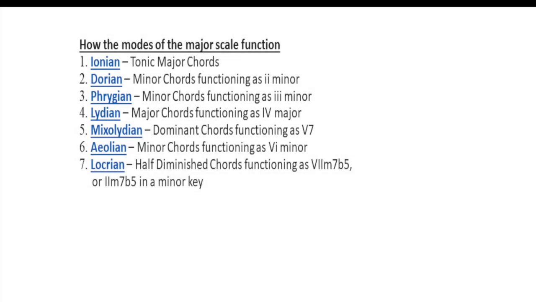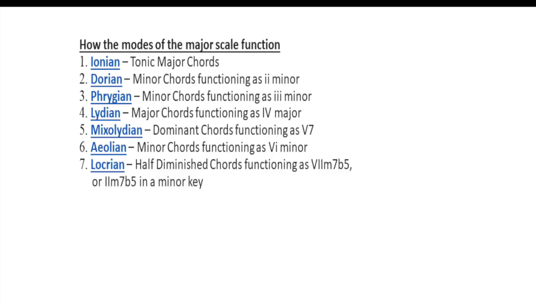Now coming up, you'll see how the modes of the major scale function. The first scale step, Ionian, is really good for tonic major chords. The second scale step, which is Dorian, works well with minor chords, often functioning as a 2 minor. The third scale step, Phrygian, works well with minor chords functioning as 3 minor. The fourth scale step, Lydian, and again, major chords will function very well as 4 major here.